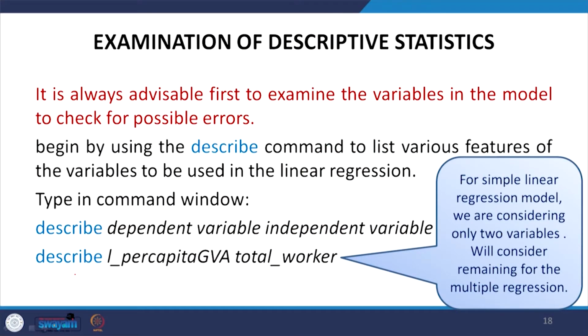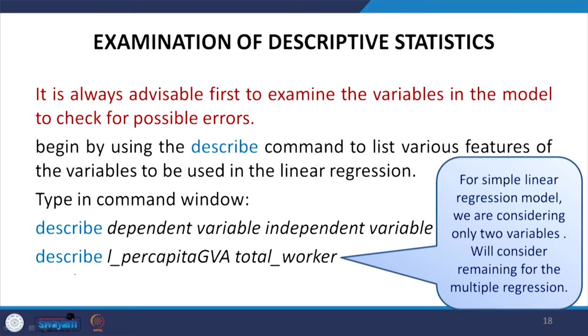Okay. So, now we are going to examine the descriptive statistics, as I just said. It is always advisable first to examine the variables in the model to check for possible errors. So, we will begin by using the describe command, which we used earlier to list various features of the variables to be used in the linear regression. We need to type in the command window describe of those variables, dependent as well as independent, and that is going to give us the right result.